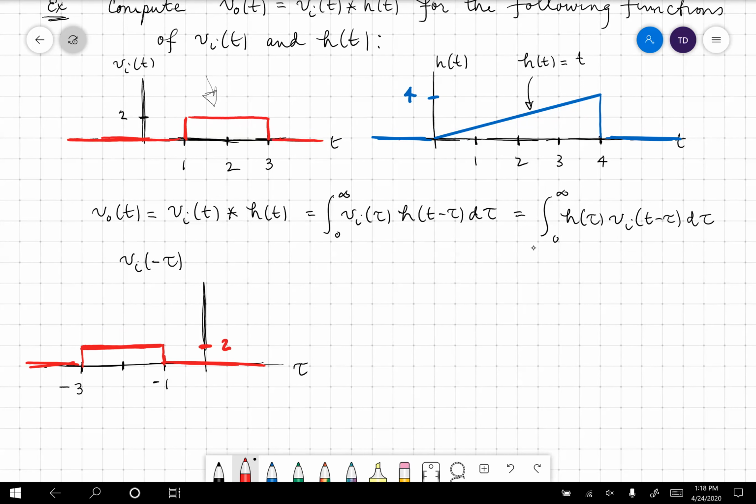And then vi of t minus tau is going to be shifted t units either to the left or the right. If t is negative, it's shifted to the left. If t is positive, it's shifted to the right.